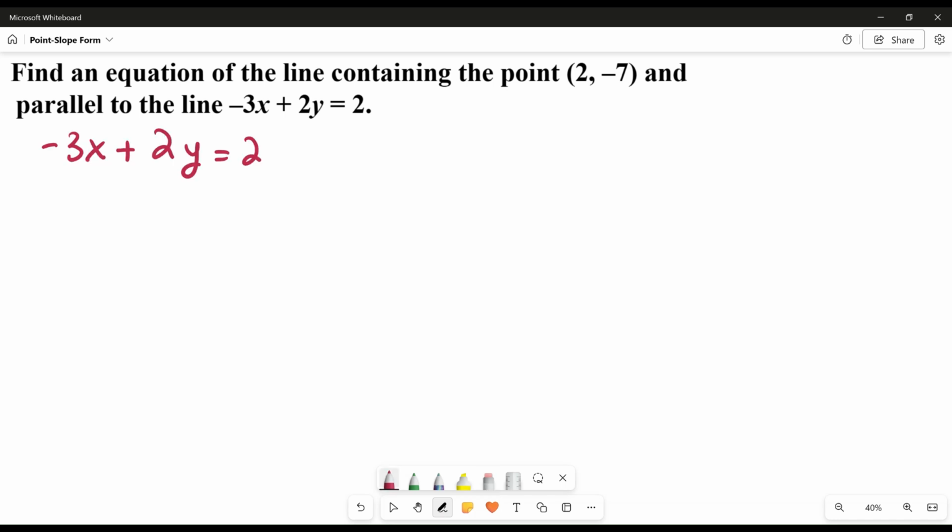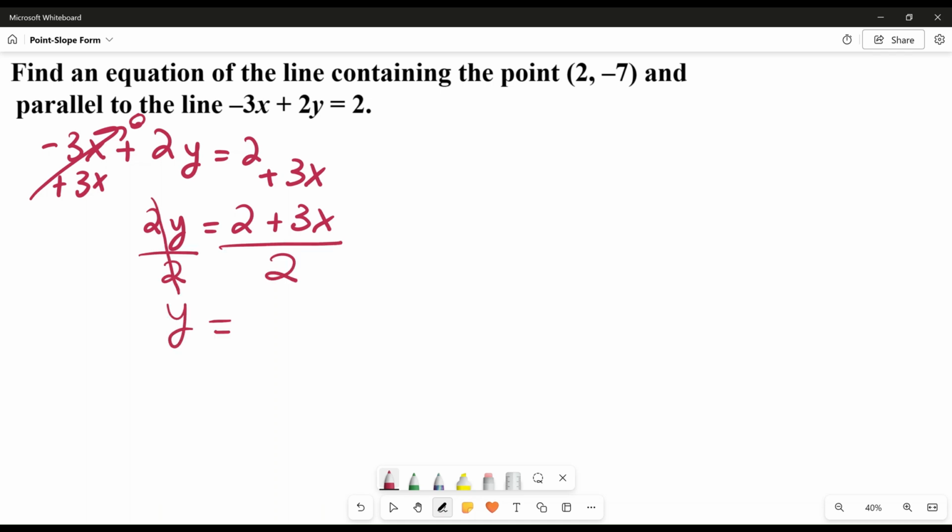To isolate y, I have a 2 that is being multiplied by y, and I have a -3x that is being added to the 2y. So I'm going to first add 3x to both sides to get rid of that -3x. And then I'm going to divide by 2 to get rid of that multiplied 2. 2 divided by 2 is 1. 3 divided by 2 is 3 over 2. My slope is going to be the number that is being multiplied by the x, so it's the 3 over 2.